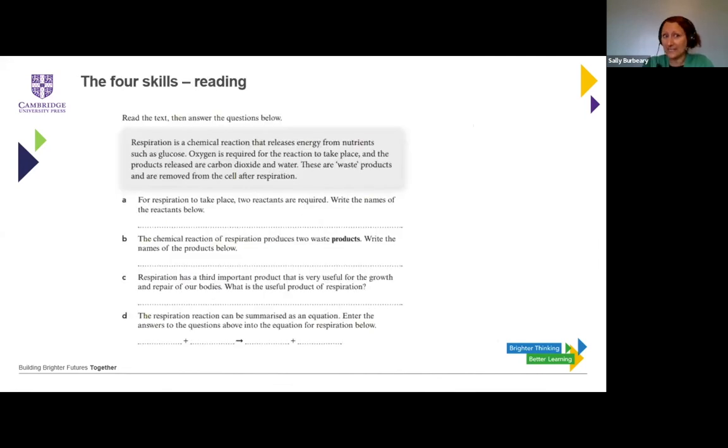Thinking about the 4 skills, this is where we can potentially use these resources and stretch them and use them for wider things. So here we've got an example of a text to read. It's pretty short, but really the reading skill is very much about looking out for keywords and selecting specific information in order to answer the question. So this is definitely reading skills.